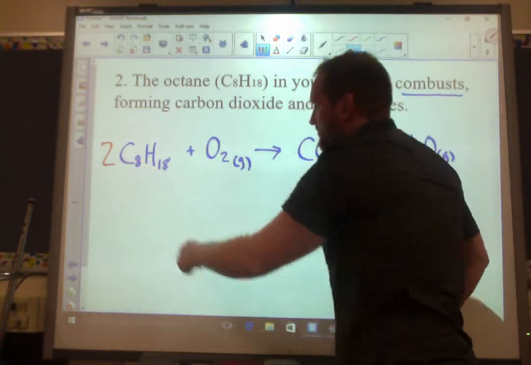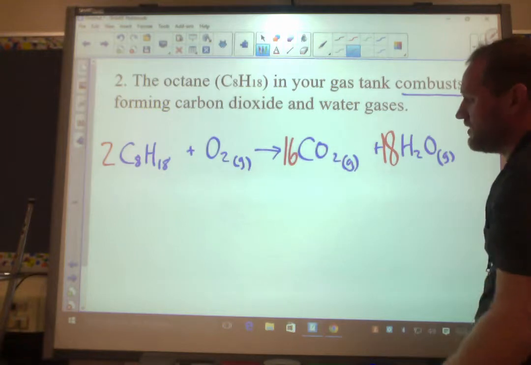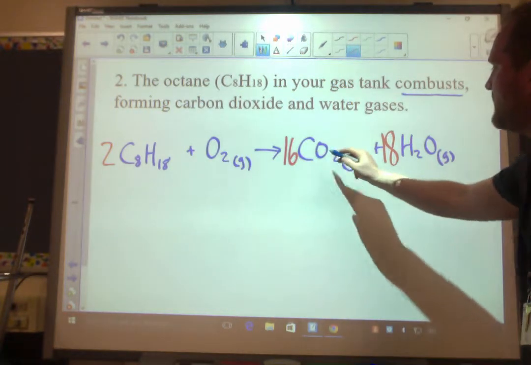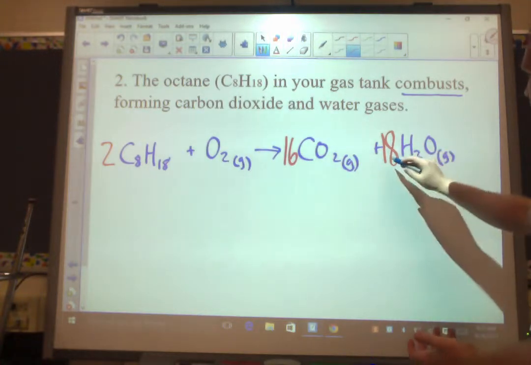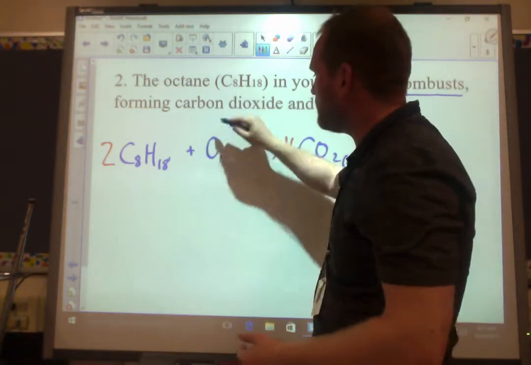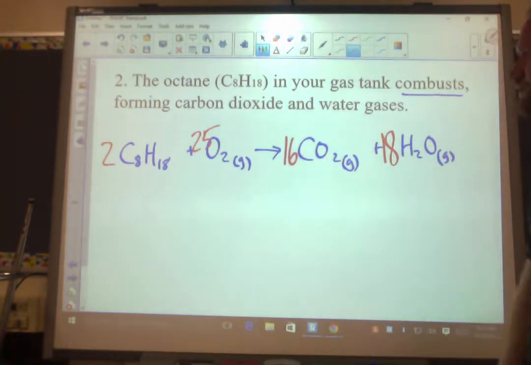So here I have 2 times 8 is 16, 16, and notice I'm still okay with an even number of O's, and now I just balance out my oxygens. So 16 times 2 is 32, plus another 18, 18 times 1, so 32 and 18 is 50. So I need 50 O's, I have O2, so 25. 2, 25, 16, 18.